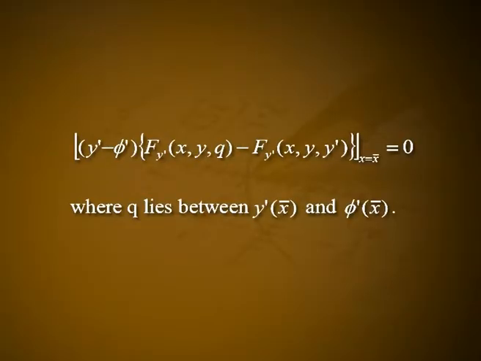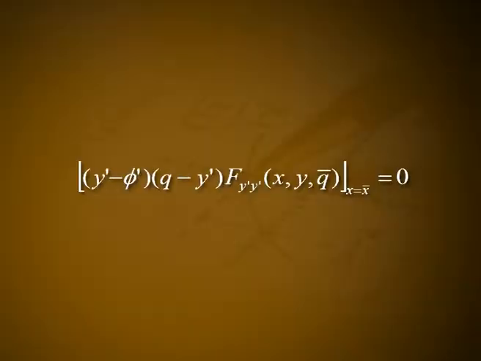Applying the mean value theorem to this equation, we get y dash minus phi dash into f y dash of x comma y q minus f y dash of x comma y dash at x is equal to x bar is equal to 0. Let it be equation number 24, where q lies between y dash of x bar and phi dash of x bar. Applying the mean value theorem once more to equation 24, we finally obtain y dash minus phi dash into q minus y dash into f y dash of x comma y q bar at x is equal to x bar is equal to 0, where q bar lies between q and y dash of x bar.